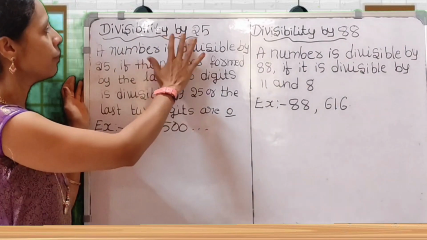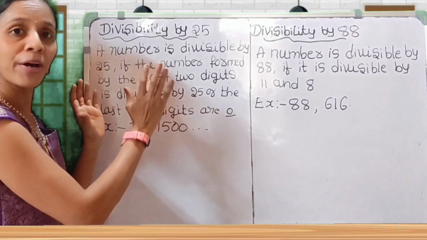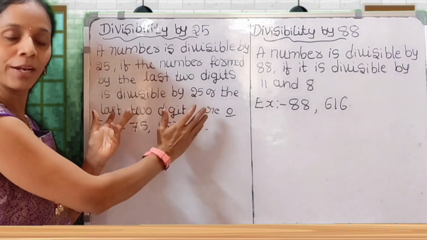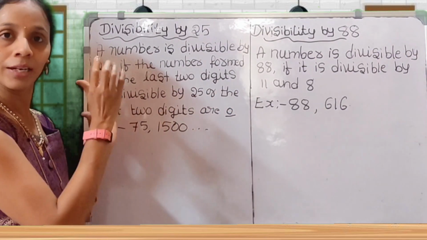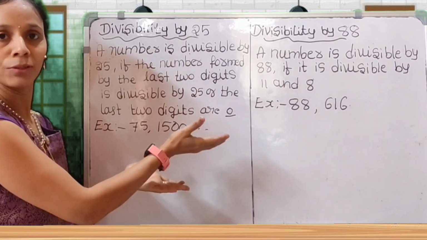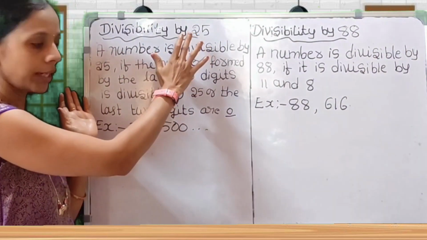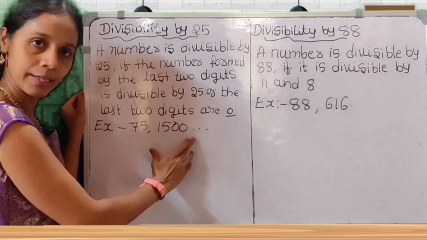Consider divisibility by 25. A number is divisible by 25 if the number formed by its last two digits is divisible by 25 or is 0. If the last two digits are a multiple of 25 or 0, then the number is divisible by 25. Okay, consider an example: 75 and 1500.